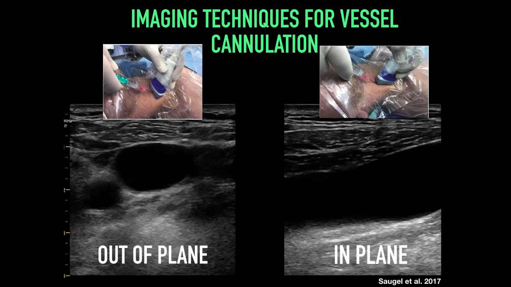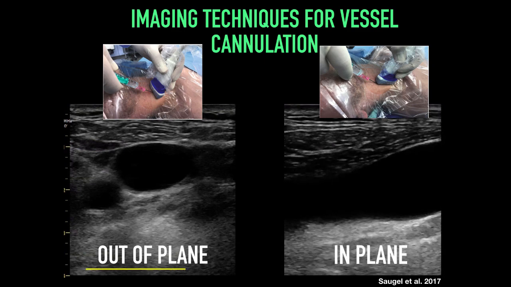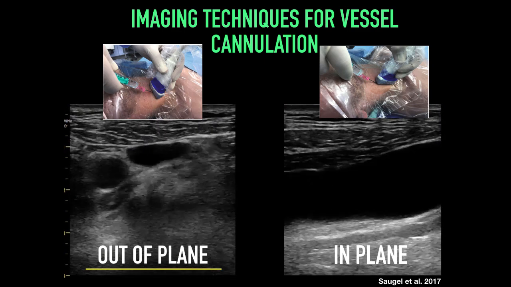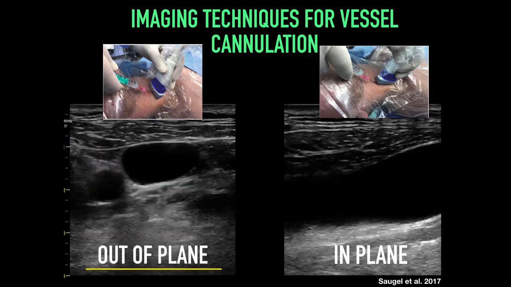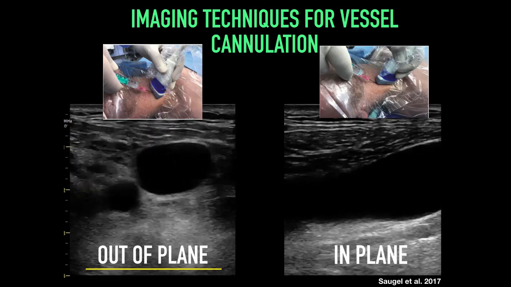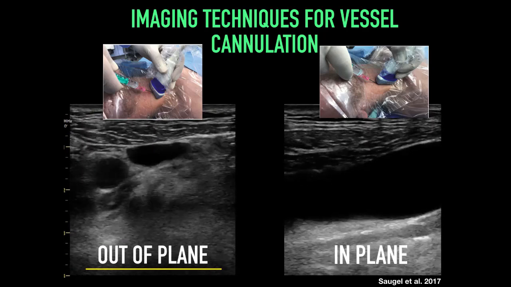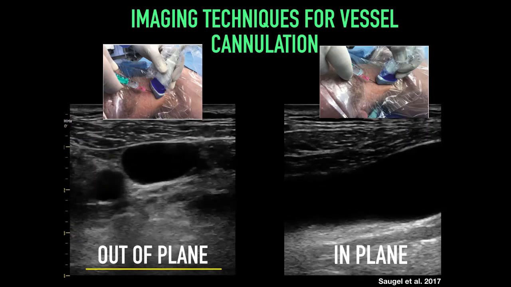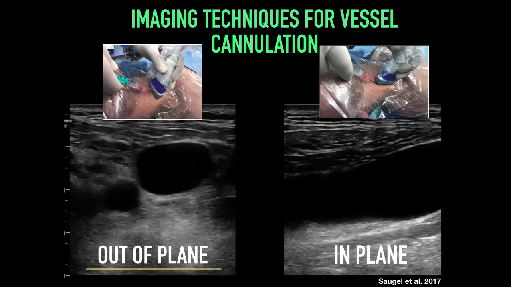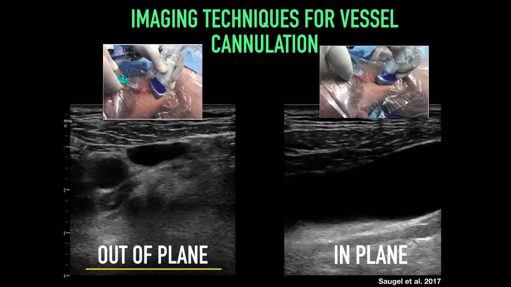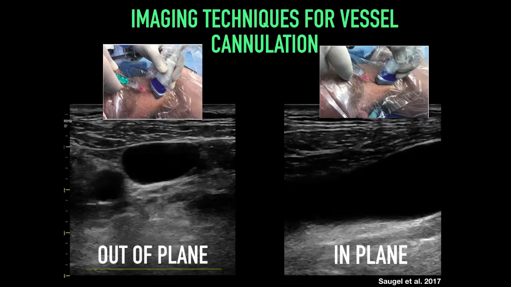In terms of imaging techniques for vessel cannulation, there are really two techniques that are largely cited in the literature. The first technique is called out of plane. In this case, we are seeing the vascular anatomy in cross-section. This is by far the most commonly used technique and is very effective, but carries the risk of passing through the plane of the ultrasound beam with the needle.